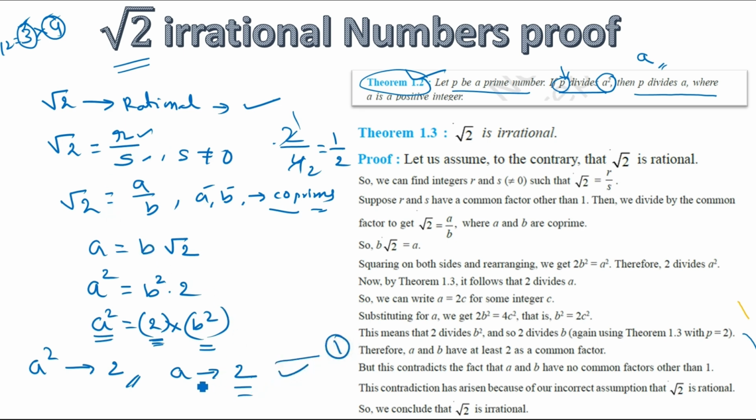Now what do you do? A is divisible by 2, which means A can be written as some other number like 2 into C, because A is clearly divisible by 2.